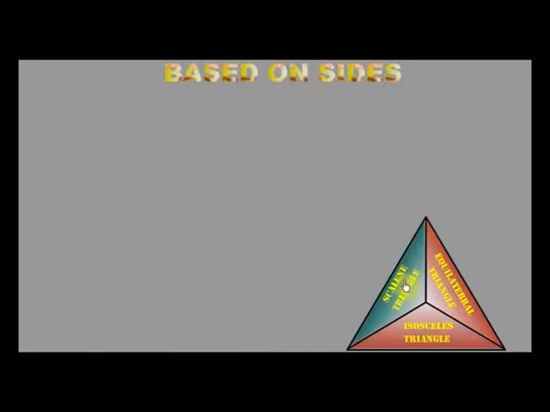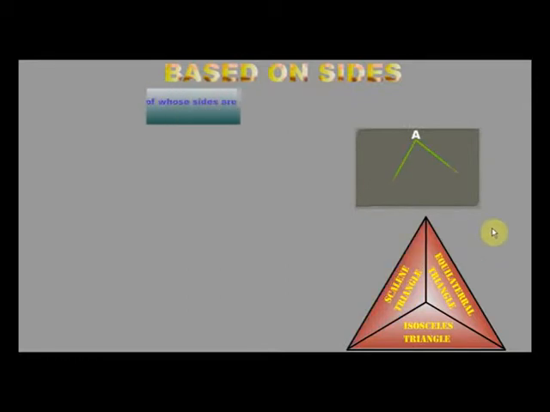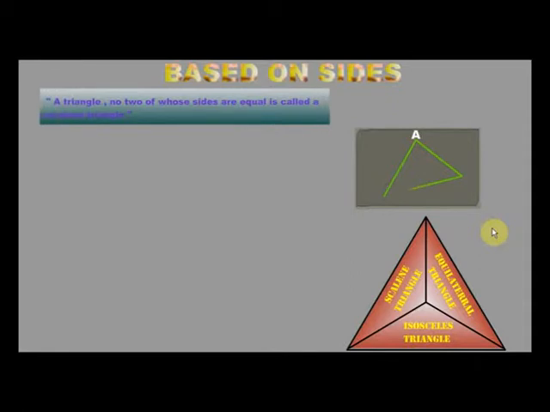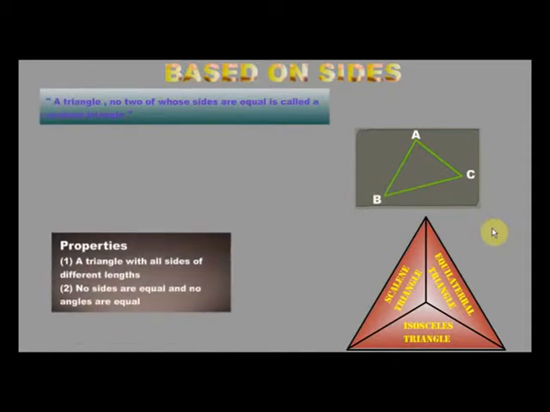So the first is the scalene triangle. Now what do we mean by a scalene triangle? We can say that a triangle no two of whose sides are equal is called a scalene triangle. So the length of all the sides is different. All the sides are of different length, and such a triangle is known as a scalene triangle. Here we see that AB has a different length, BC has a different length and AC has a different length. So we can say that a scalene triangle is a triangle with all sides of different lengths.